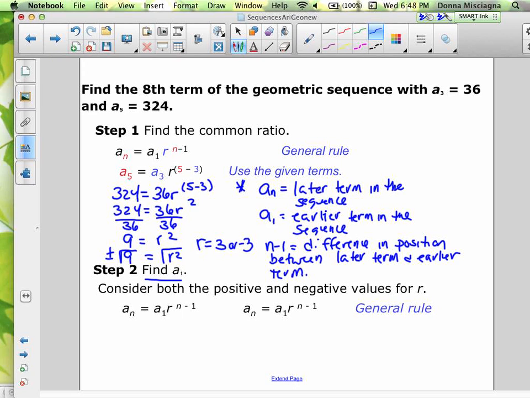Now our AN could be any term in our sequence. It doesn't really matter. I'm going to use the first term because the n minus 1 is just going to be the difference between my terms. Okay? And it's easier if I use the smaller term, right? I'll have a smaller exponent to deal with. So I'm going to do this on the next page because I'll have a little bit more space.